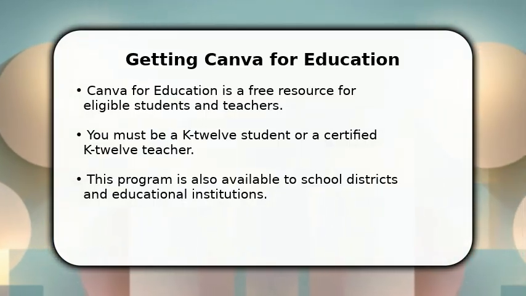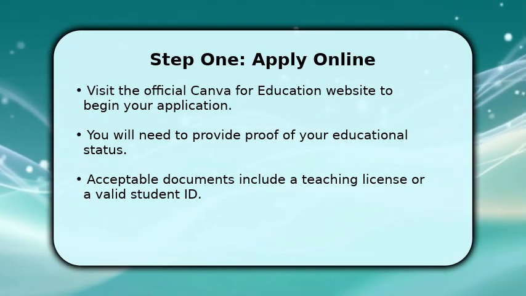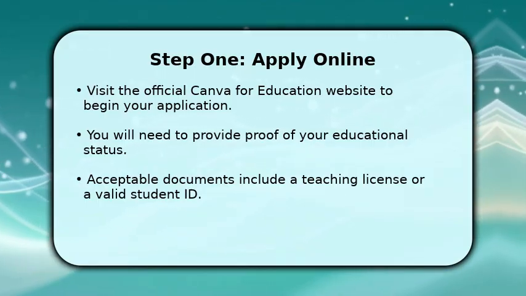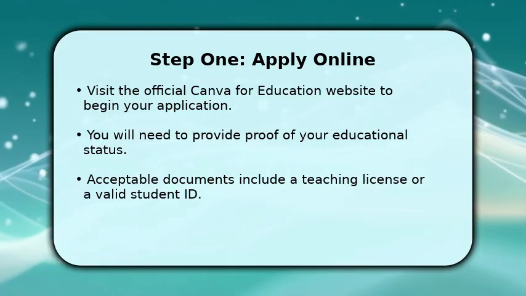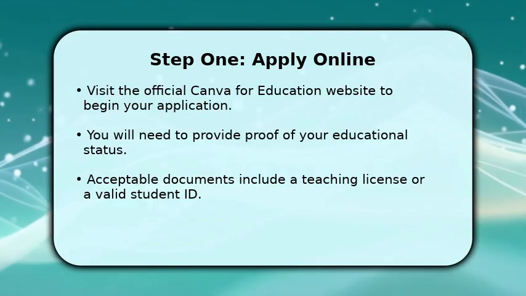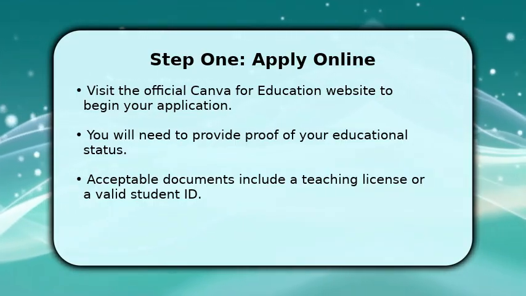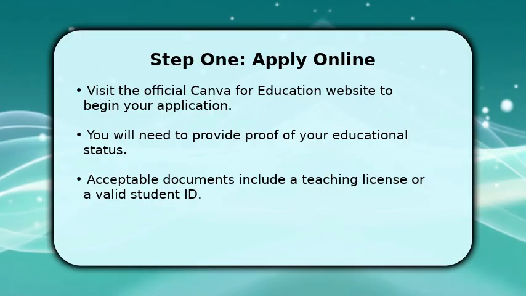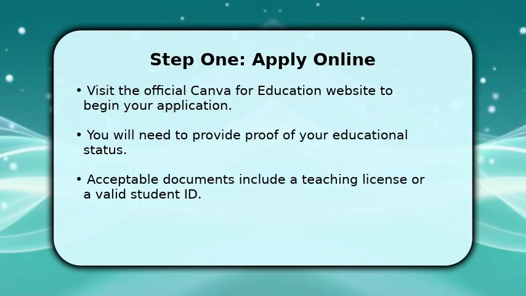learning and teaching. The first step is to visit the official Canva for Education website. There, you will find the application portal to start your journey. It's crucial to have your proof of educational status ready. This might include a current teaching license, a valid student identification card, or other official school documentation. Gathering these items beforehand will make the application process much smoother and quicker for you.